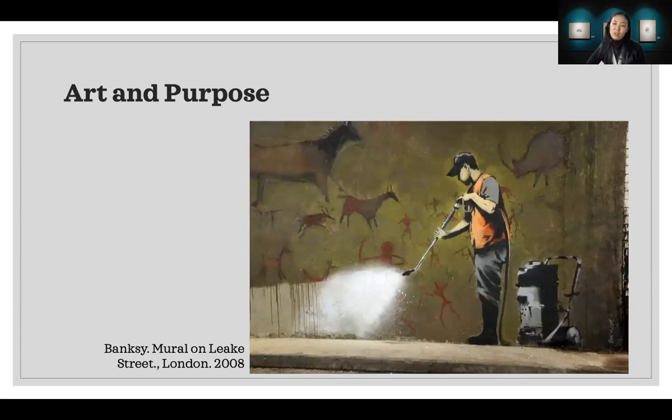And here's another example. This is Banksy's mural on Leake Street. Can you tell me what you can see here? The guy is erasing the hieroglyphics, which can signify that he's erasing history. Oh, wow. You know what, Deandra? That was perfect.